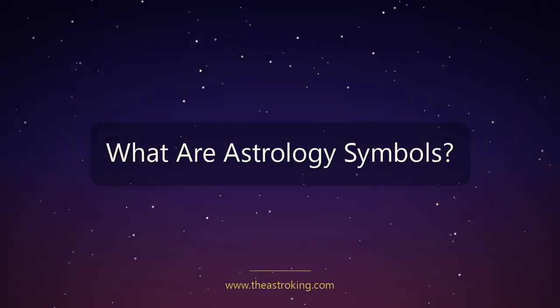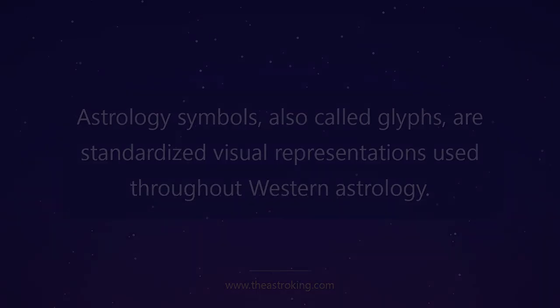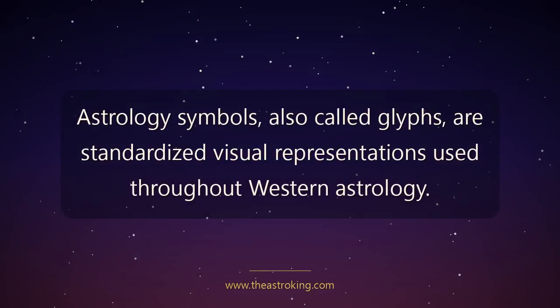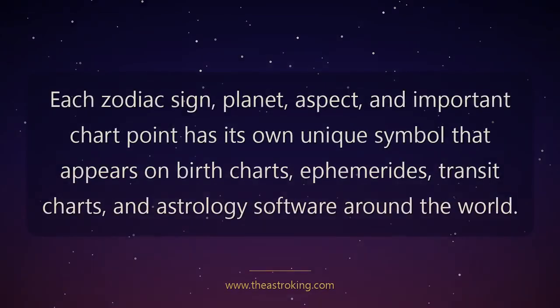What are astrology symbols? Astrology symbols, also called glyphs, are standardized visual representations used throughout Western astrology. Each zodiac sign, planet, aspect, and important chart point has its own unique symbol that appears on birth charts, ephemerides, transit charts, and astrology software around the world.